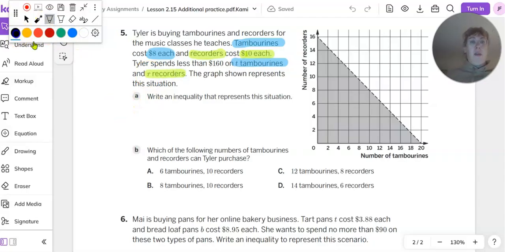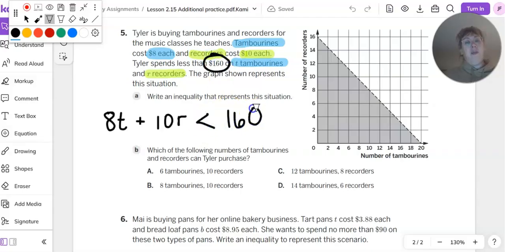So to write an inequality that represents this, tambourines are $8 and we use the letter T, plus recorders are $10 and we use the letter R, and we want to spend less than 160. Which of the following numbers of tambourines and recorders can Tyler purchase? So notice since it's less than, we have that dashed line and we're shaded below.